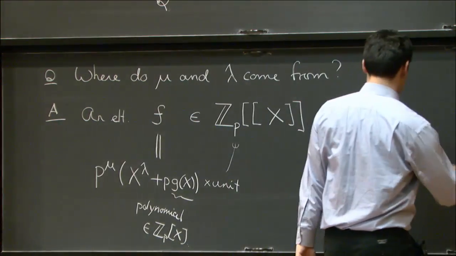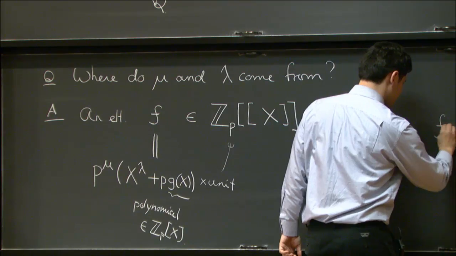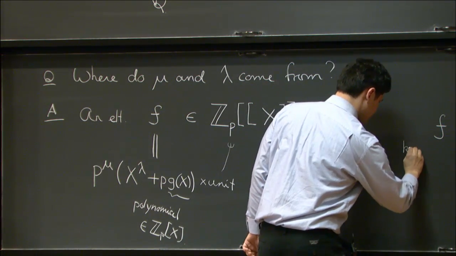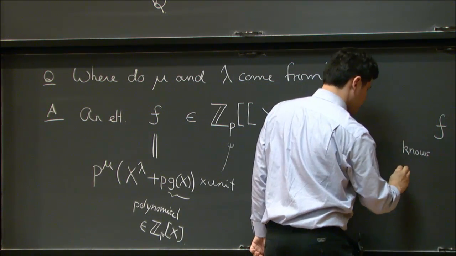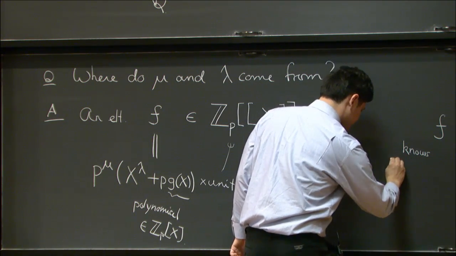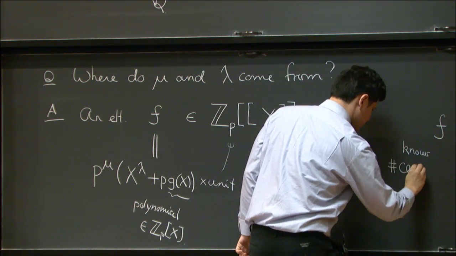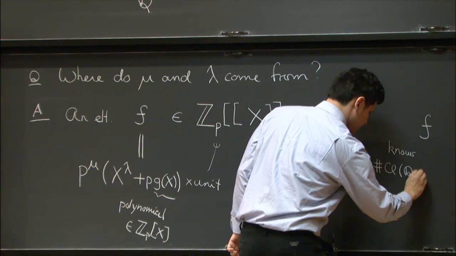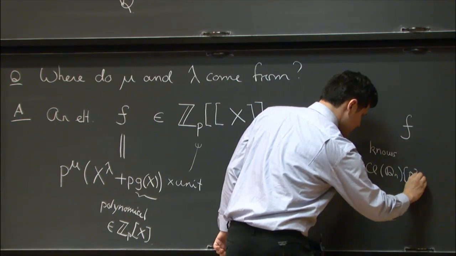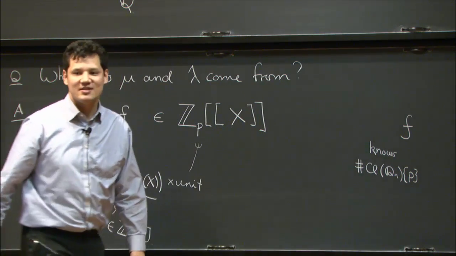So the moral was, there's this f. It knows the size of the p part of the class number.